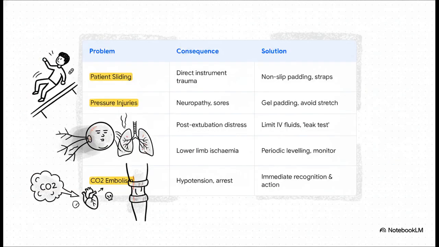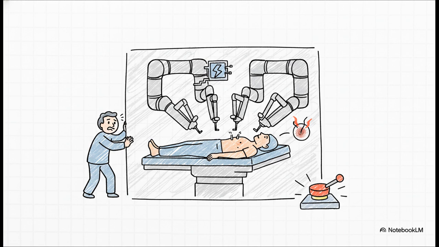And the problems can come from anywhere, really. They can be simple mechanical things, like the patient sliding down the table, or they can be much more subtle, like nerve injuries from pressure or stretch. In long cases with the patient in a steep head-down position, facial and airway swelling is a real worry, and so is compartment syndrome in the legs. And then you have the big one, a CO2 embolism. It's rare, but it can be fatal, presenting as a sudden crash in blood pressure and end-tidal CO2 that demands immediate action.